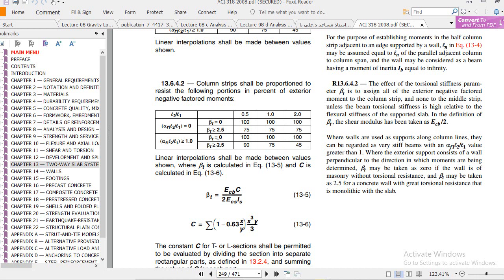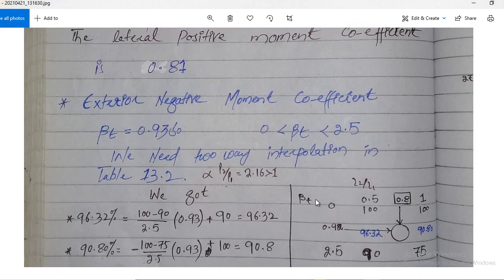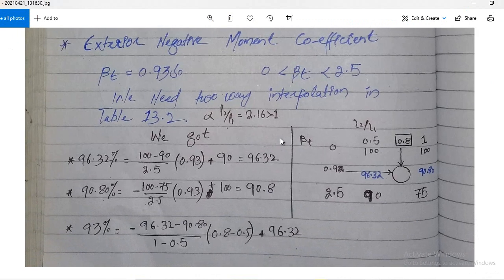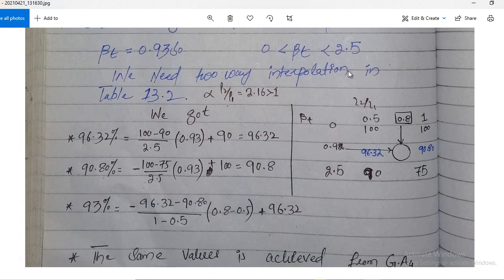We need to do interpolation, because our L2 by L1 ratio lies in between 1 and 0.5, that is 0.8, and similarly for beta t. So we need two interpolations. I did this calculation here. You see here, our beta t is 0.93, so beta t lies in between 0 and 2.5. Already explained it. We need two-way interpolation in table 13.2.